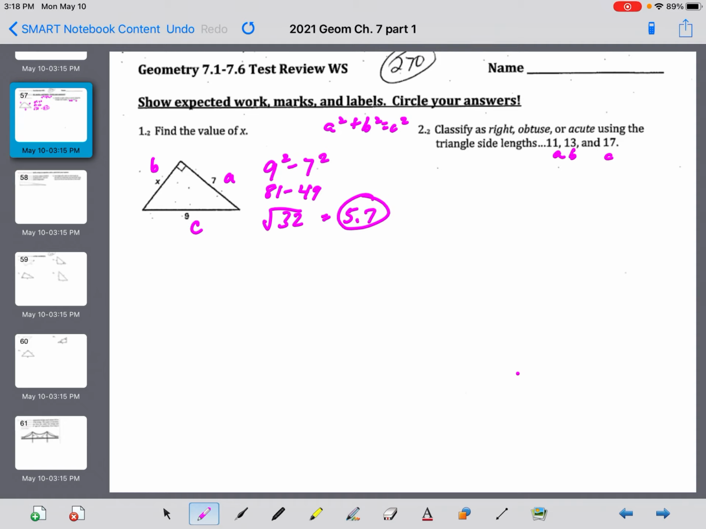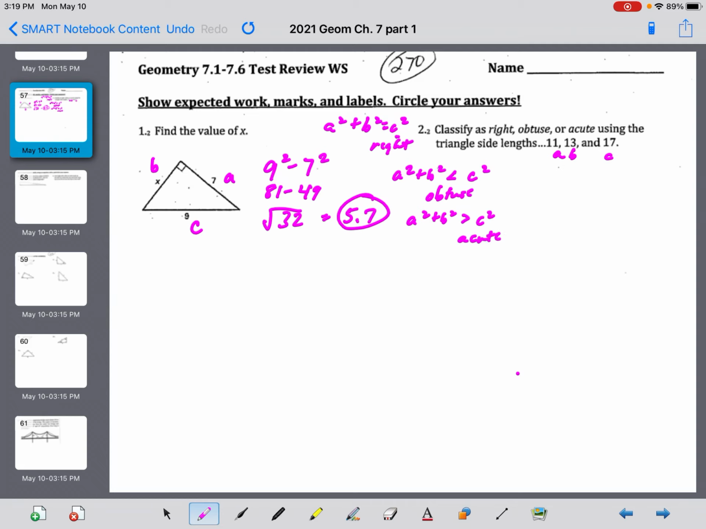Remember, we have a test here. If it's A squared plus B squared equals C squared, it's a right triangle. If A squared plus B squared is less than C squared, then that triangle is obtuse. And if A squared plus B squared is greater than C squared, then it's acute.